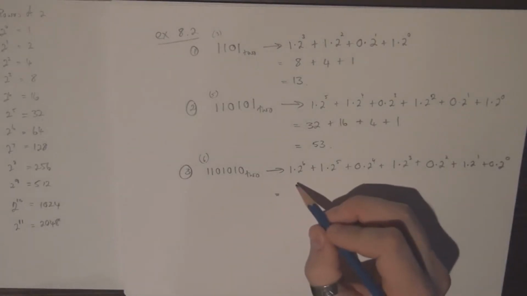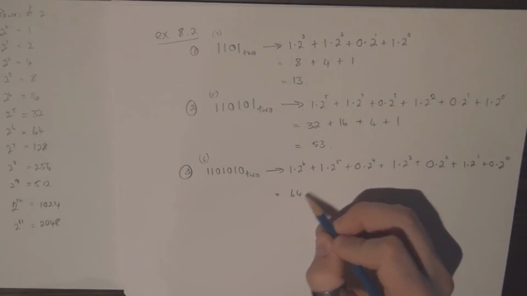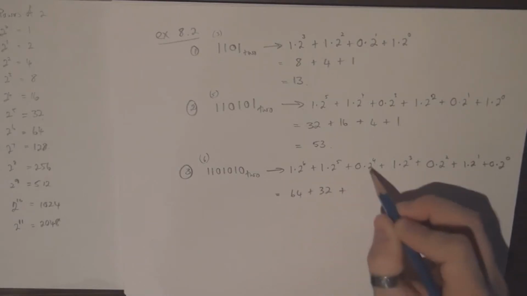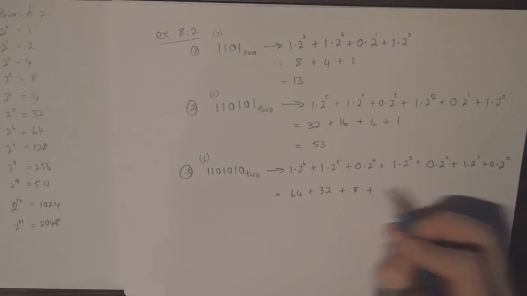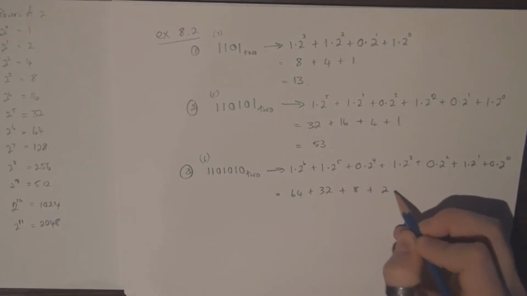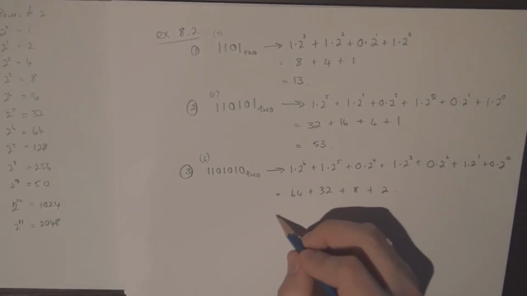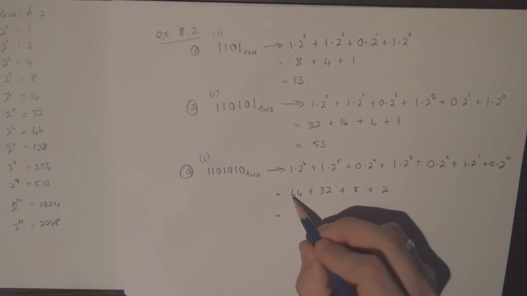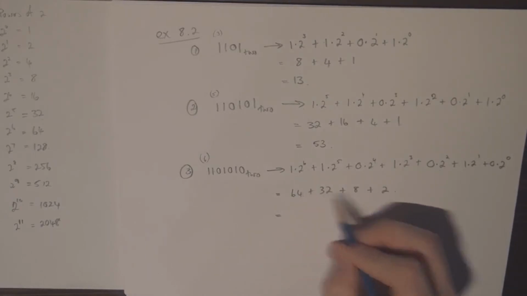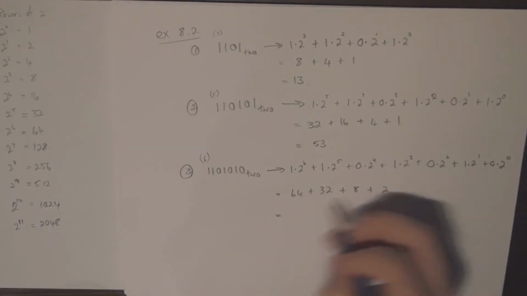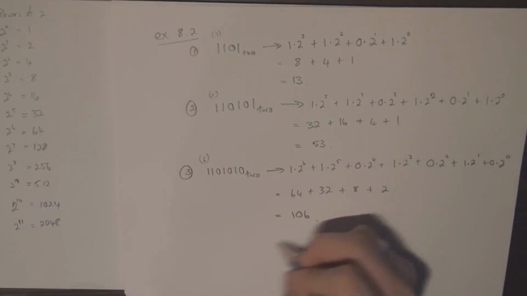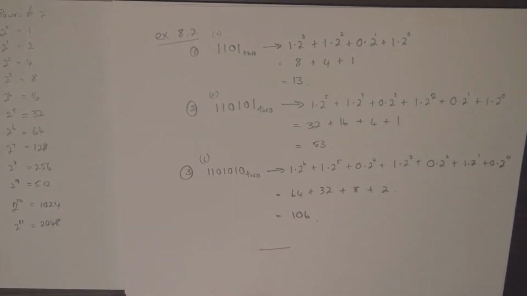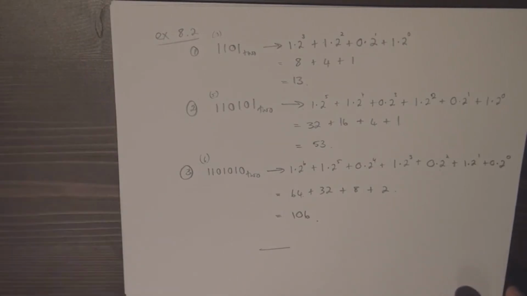So then I have 64, 32, skip that one, 8, skip, and a 2. Little addition, 64 plus 32 is 96. 96 plus 8 is 104, plus 2 is 106. And we're done. So it's very similar to the previous base numbers. Just base 2, my options are very limited.